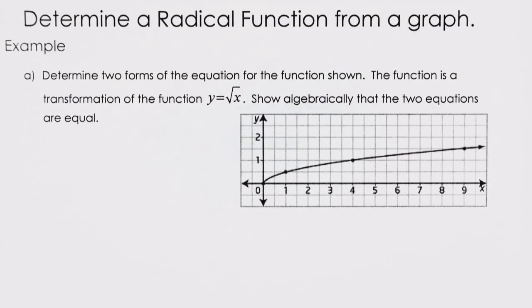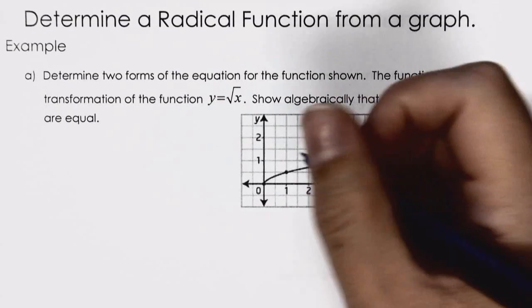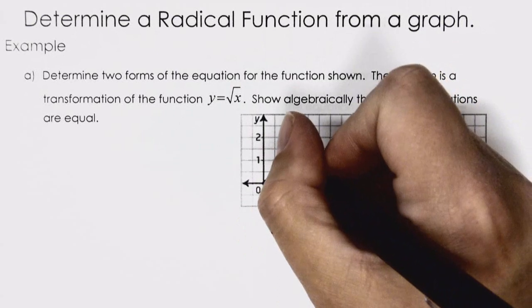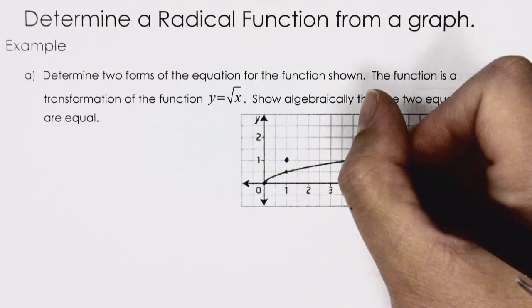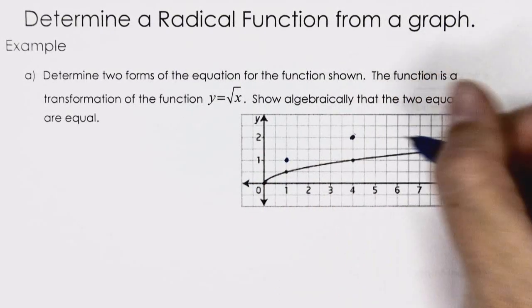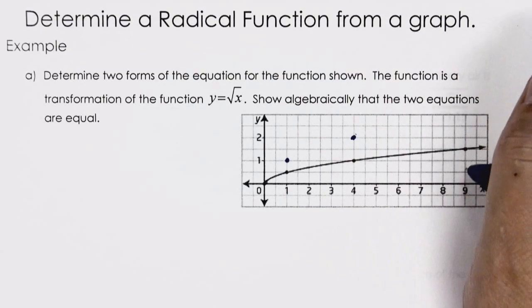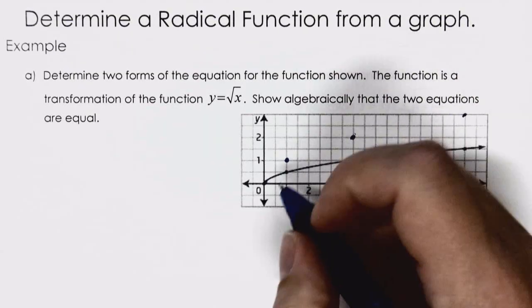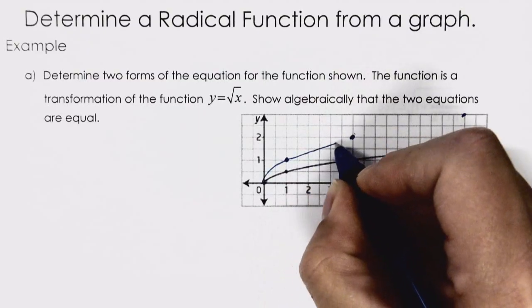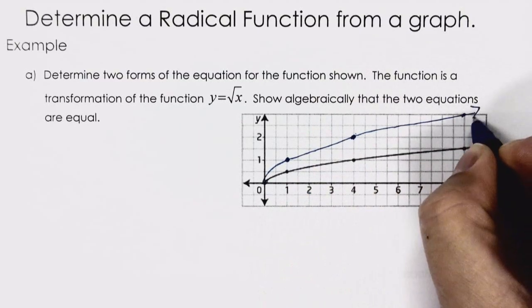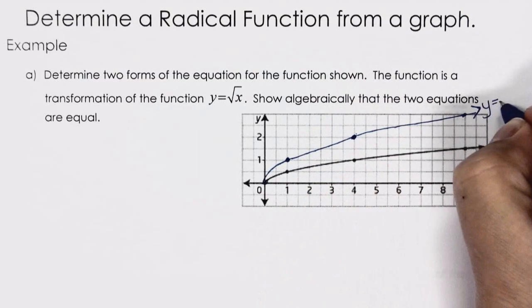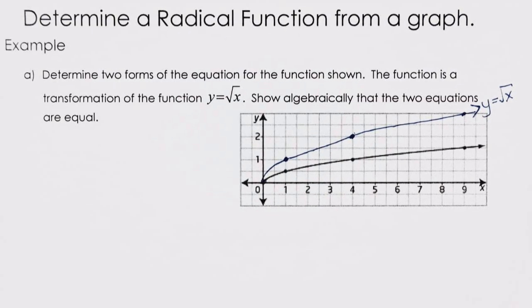Okay, maybe the first thing we're going to do is graph the original function. So 0, 0, 1, 1, 4, 2, and 9, 3. Okay, I think I did way better with that radical graph. So that's y equals root x. If I was to drop that original function on there, that's what it would look like.